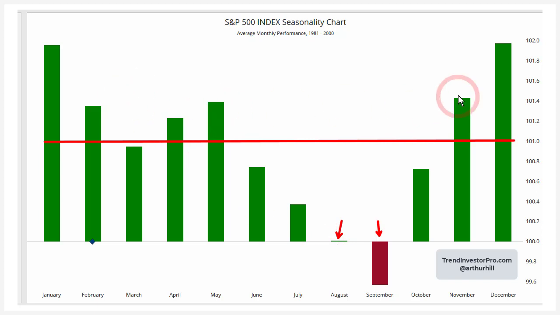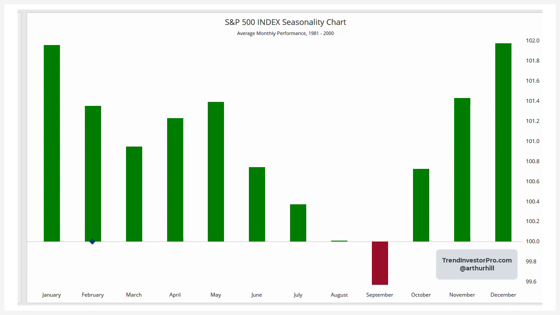But if we look here, we can see again November, December, January big. February was actually positive from 1981 to 2000, and then April good and May good. So we're again seeing this stretch from, say, November up until April, maybe into May in that period.